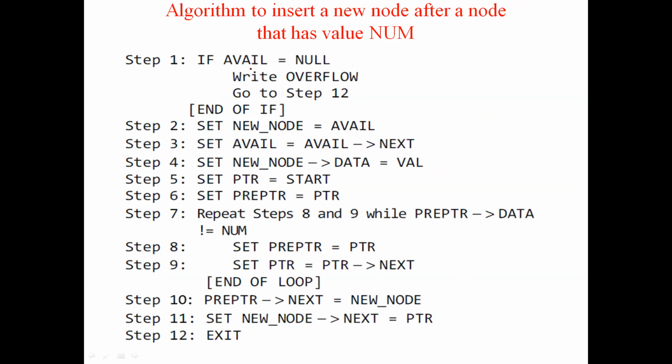So what I told, availability. If available is null, means what? It means that there is no space. There's no space in the RAM. You can tell that it is overflow. Simple. Just directly go to step 12. Exit. There is no space, you just come out of it. In case of stack, you studied, it is overflow. Stack is overflow. You cannot push the element into the stack. Simple. They just come out of it. Right. So that's the if condition.